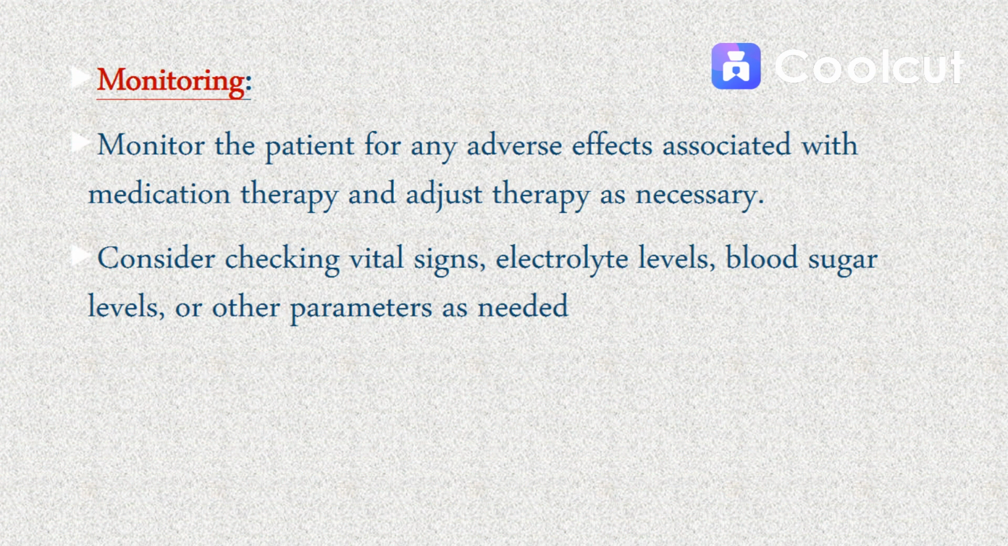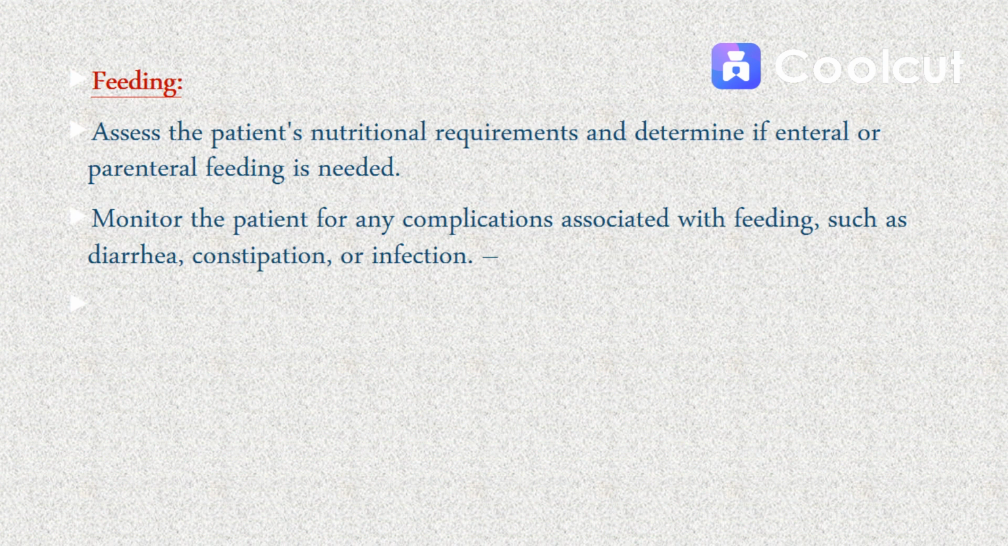Monitoring. Monitor the patient for any adverse effects associated with medication therapy and adjust therapy as necessary. Consider checking vital signs, electrolyte levels, blood sugar levels, or other parameters as needed. Feeding. Assess the patient's nutritional requirements and determine if enteral or parenteral feeding is needed. Monitor the patient for any complications associated with feeding, such as diarrhea, constipation, or infection.